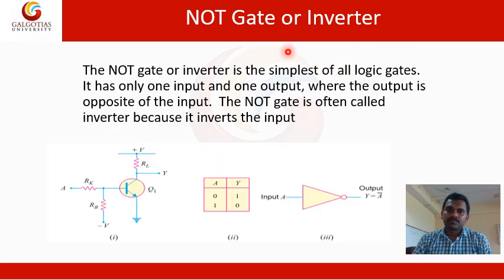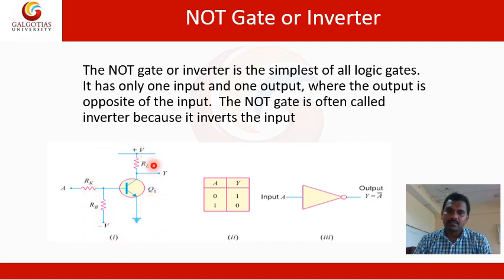Now the third gate is the NOT gate, which is also called inverter gate. The NOT gate or inverter gate is the simplest of all logic gates. It's very simple because it has only one input and one output. So the property of the NOT gate is that it will invert the input, and therefore if we have A as input, then output will be A bar, that is complement of A.